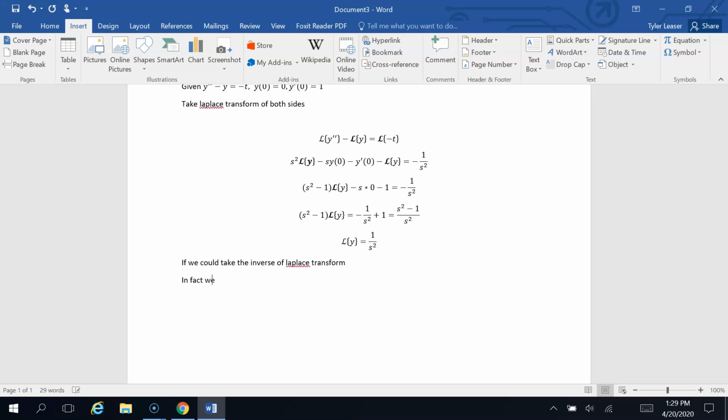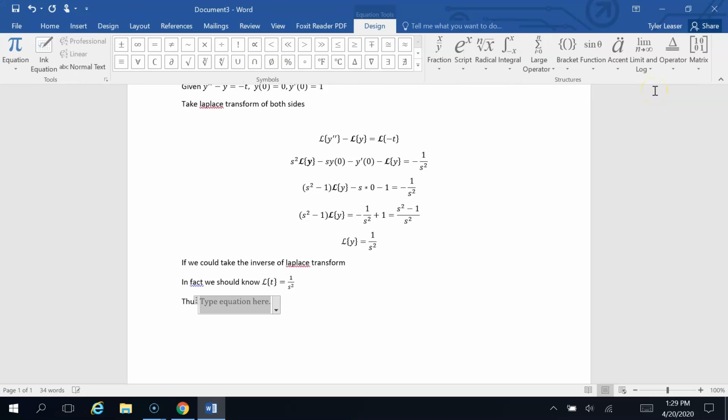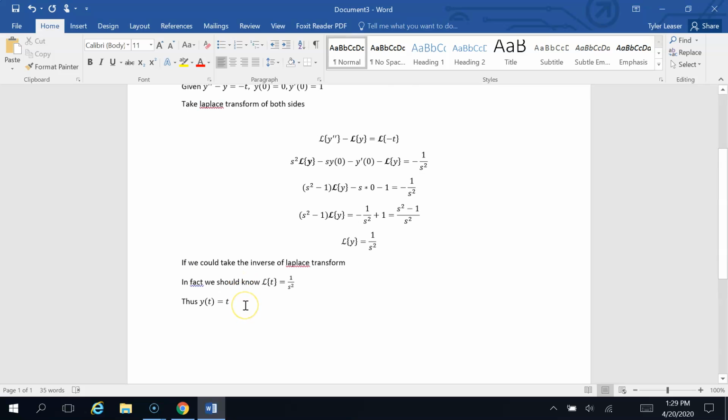In fact, we should know, just because of this up here, when we had the Laplace transform of t, it was 1 over s squared. So if the Laplace transform is 1 over s squared, then we just undo that. The Laplace transform of t is 1 over s squared. Thus, that says that my function y is just going to be the function t. And that is it. That's the final answer.